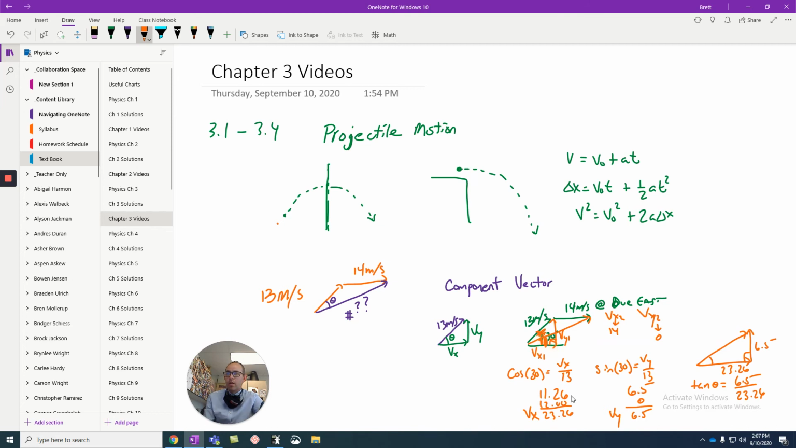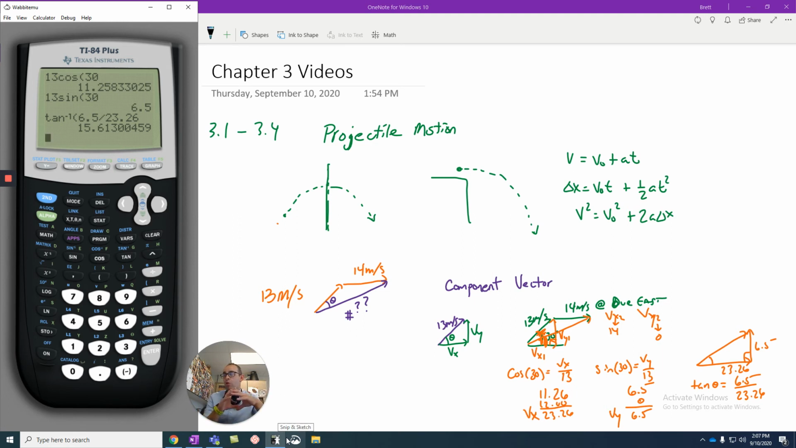The angle down here would be 15.6 degrees. To find out how long that vector is, or what the total velocity would be, I'm going to have to add them using Pythagorean's theorem, which means I'm going to take the square root of my 23.26 squared plus my 6.5 squared. If I press enter, I get 24.2. So I know that this is a total velocity of 24.2 meters per second at 15 degrees above the x-axis, or north of east. Okay, that's how we pull these vectors apart and add them back together to create the new diagonal.